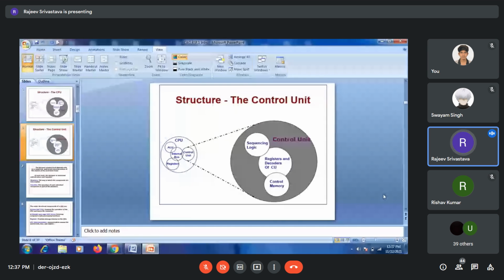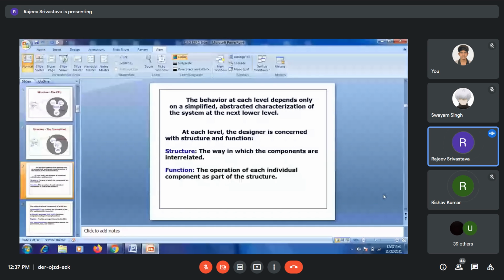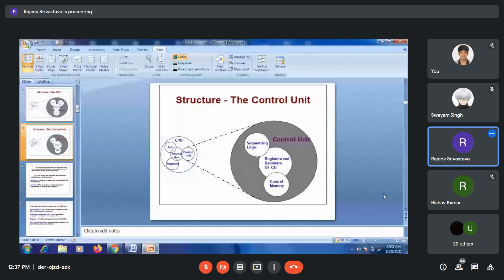Then some definition just to give that structure, the way in which the components are interrelated, and function, the operation of each individual component as a part of the structure. So function is how ALU works, how registers work, how control unit works, how they are interrelated with each other.